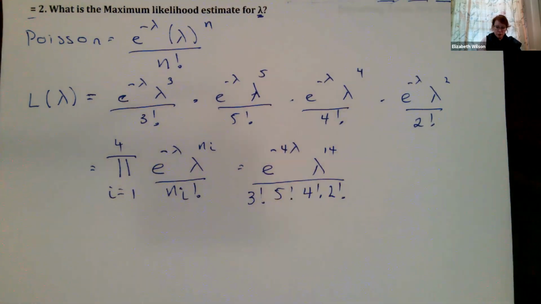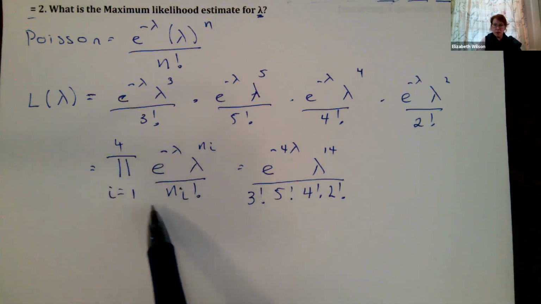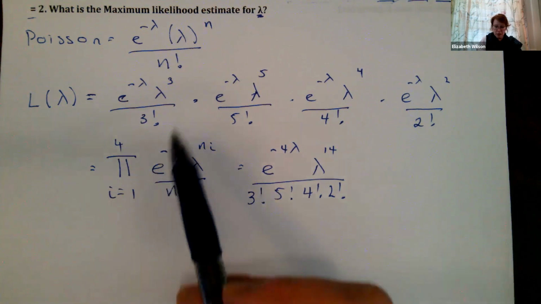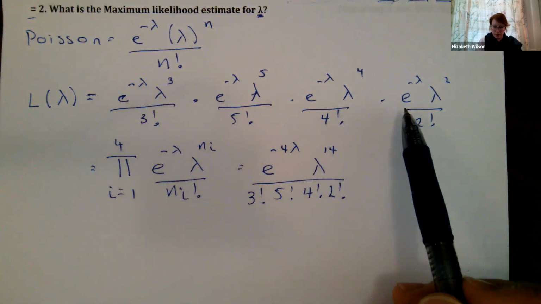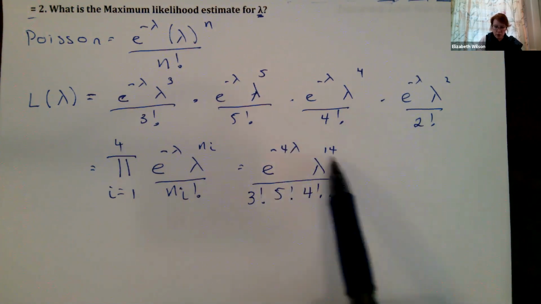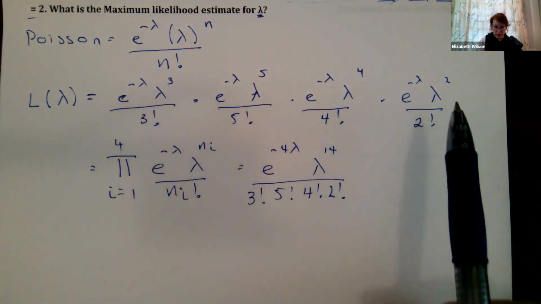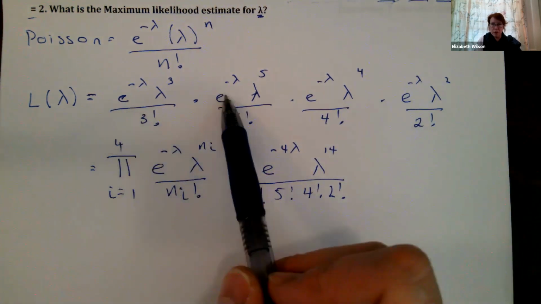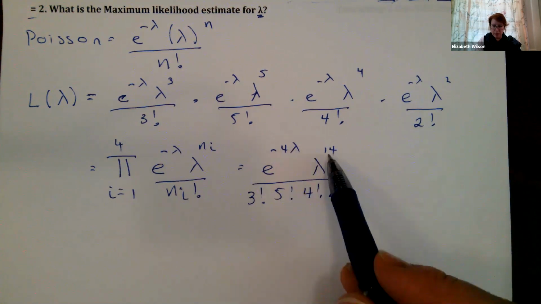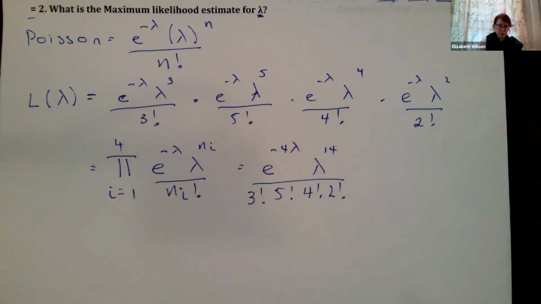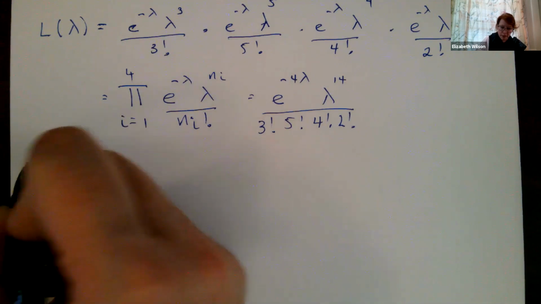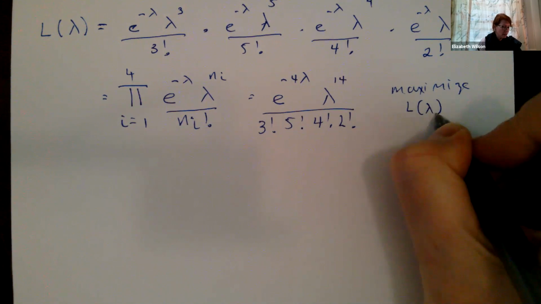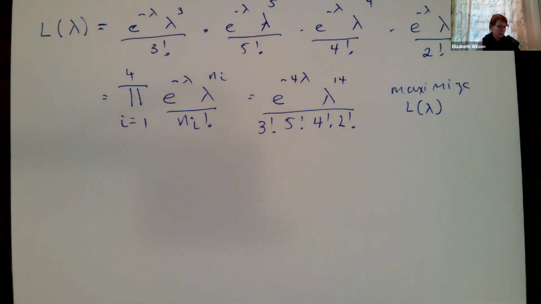This is the nature of what we're trying to do. We're multiplying together all of our probability density functions. This was actually doing it out. And this is what we get when we combine all of our like terms. I added up the exponents of the exponentials that had the common base, which is how I got minus 4 lambda and 14 here. Now my goal is to maximize my L of lambda and find out what my lambda value is.